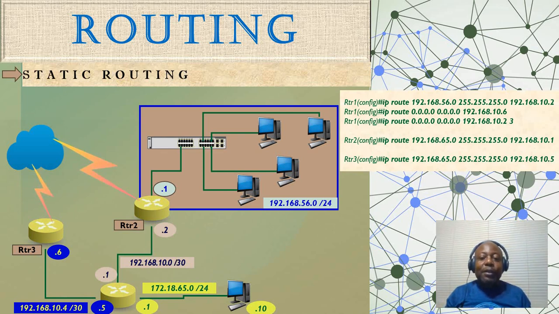And for router 1, we have one path through router 3, the IP address being 192.168.10.6. And the other path is through router 2. That's why we gave a metric of 3 to router 2, because we want the default router that sends the default traffic to be router 3. So these are elements that we set when we do static routing.